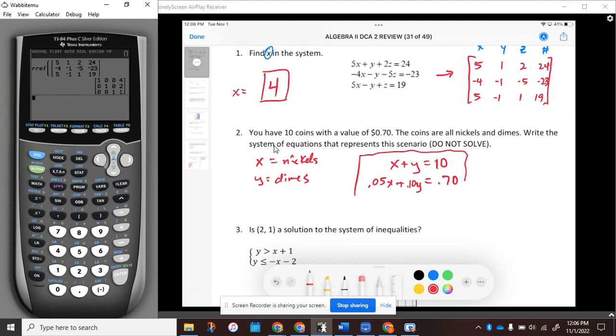So if you see a problem like this that's asking about nickels, dimes, quarters, whatever, make sure you're putting the amount of the coins in decimal format. It's a very common mistake that I see on problems like this.